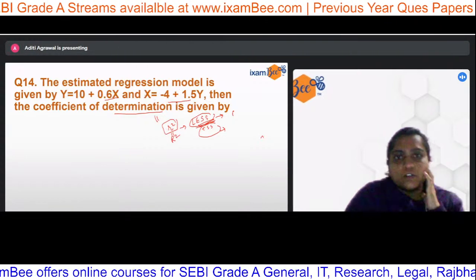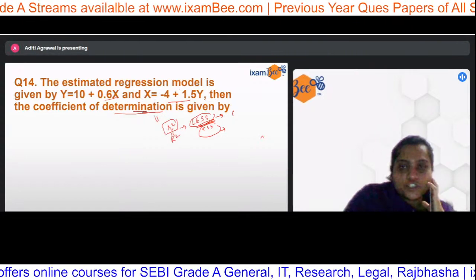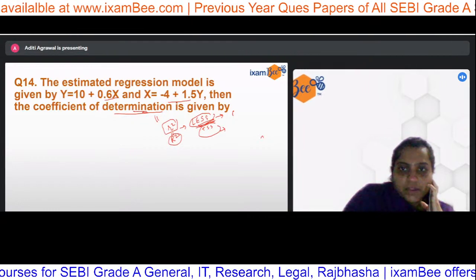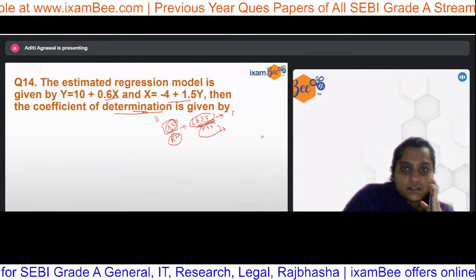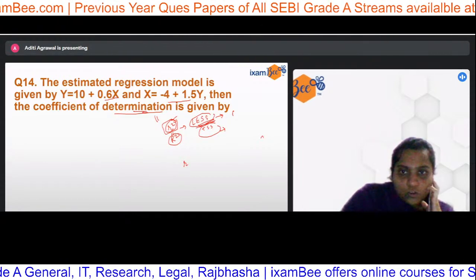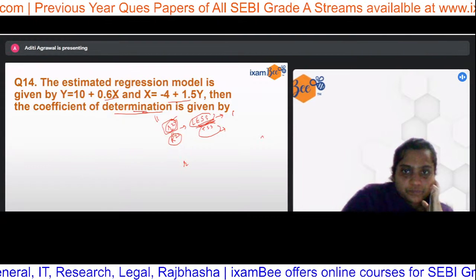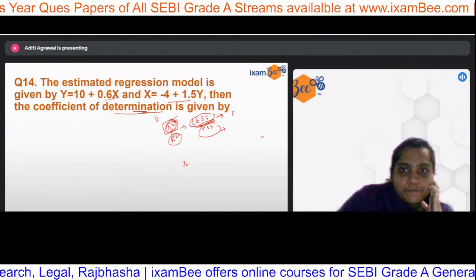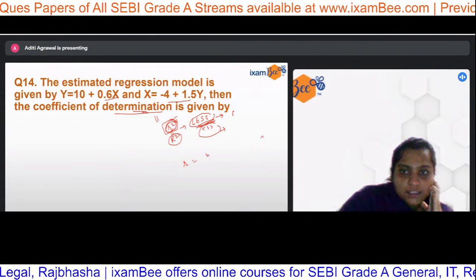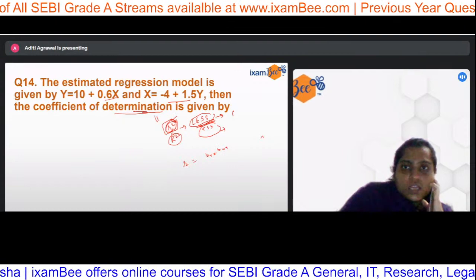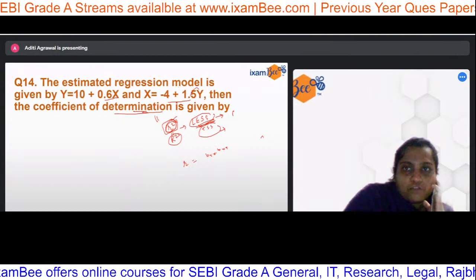So we need to find out this coefficient of determination. So in short, if we need to find out capital R square, it's asking you to find the coefficient of correlation, right? And the coefficient of correlation is the geometric mean of byx times bxy, and we have the value of both.